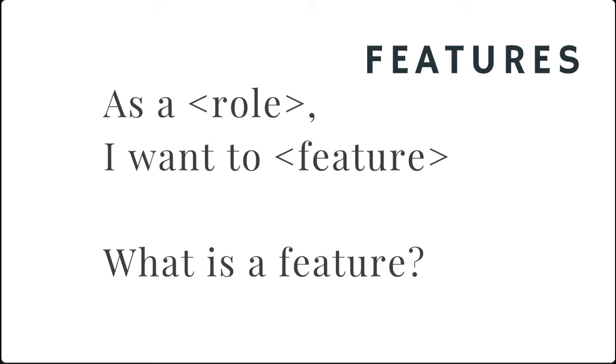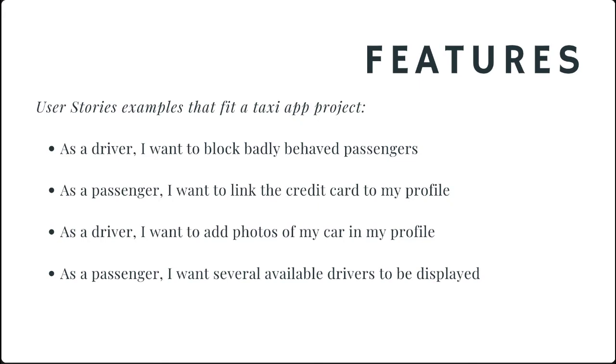All right, looking at the feature part of the formula. So as a role, I want some kind of feature. So what is a feature? A software feature or functionality is going to be something that the software can do or some kind of task it can perform. So it can also be the way it performs that task as well. So again, let's look at some examples. I think the examples speak about it the best.